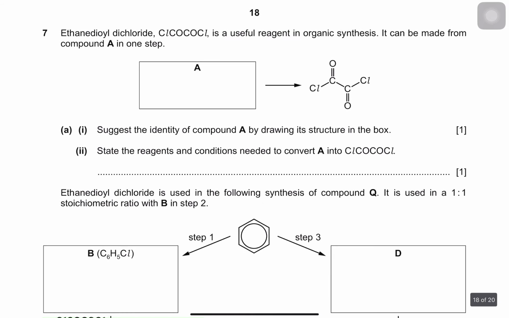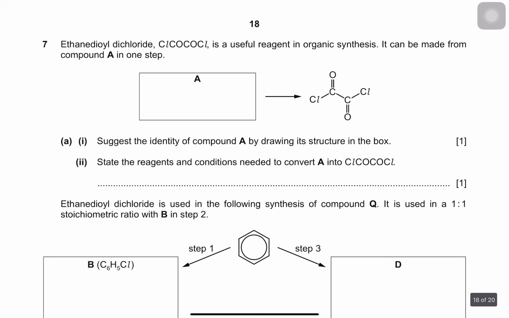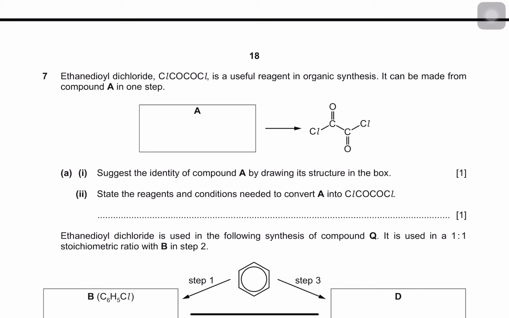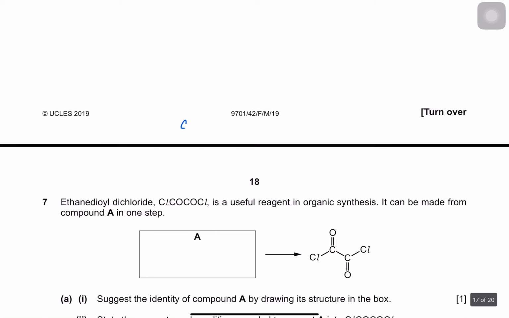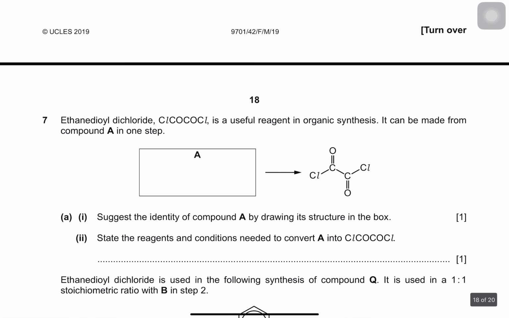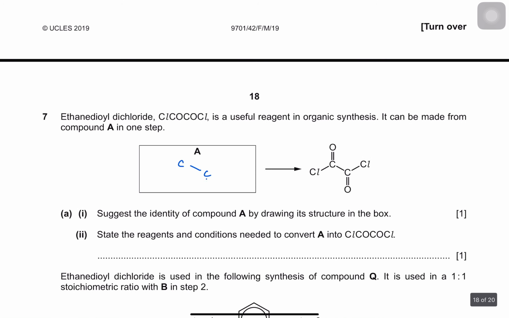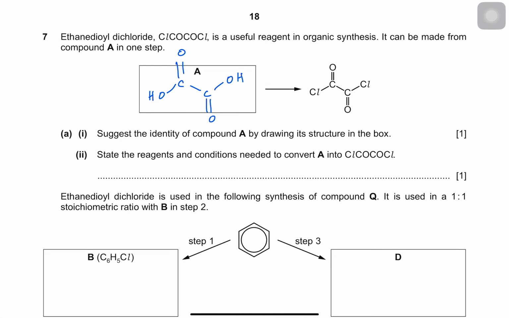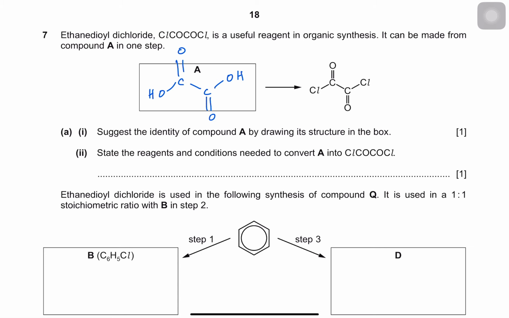We can continue. Ethane dioyl chloride is a useful reagent in organic synthesis. It can be made from compound A in one step. Very simple, only carboxylic acids make it. So, draw 2 carbons and make ethane dioic acid. Suggest the identity. State the reagents and conditions. So we need, very simply, PCl5. That is enough for it.